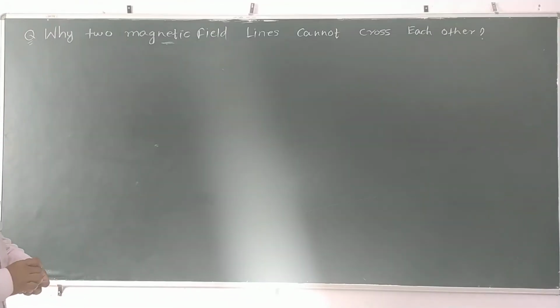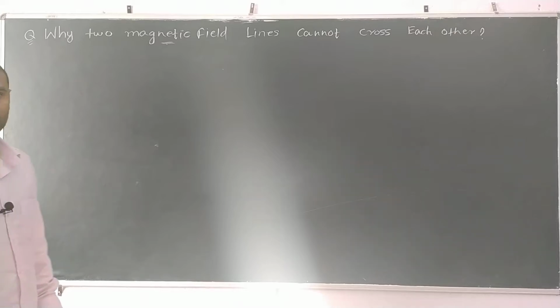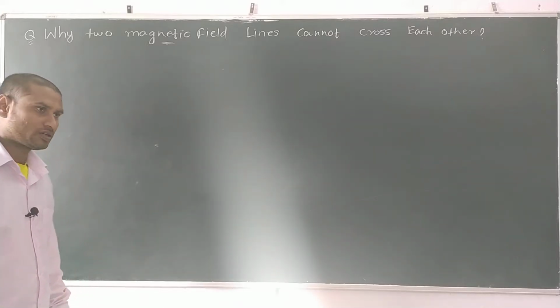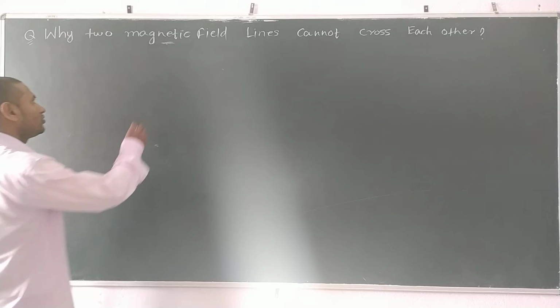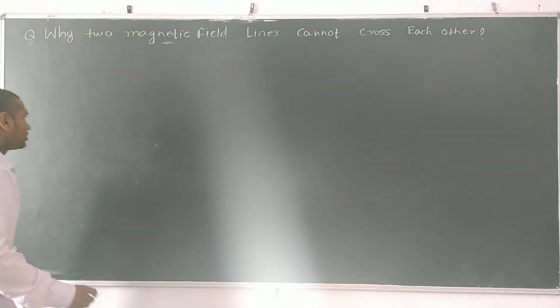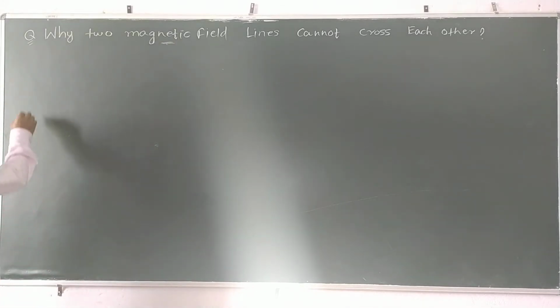Today we are going to discuss a question related to the topic of magnetic field lines. Let us see what the question is asking. This question is asking why two magnetic field lines cannot cross each other. First of all, we have to discuss what magnetic field lines are, and then we will give the answer to this question.